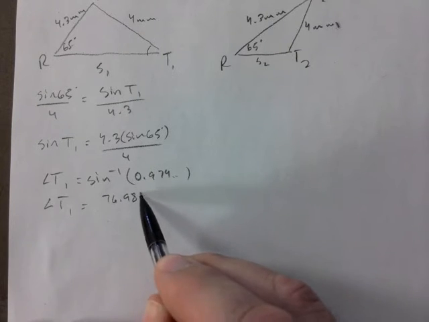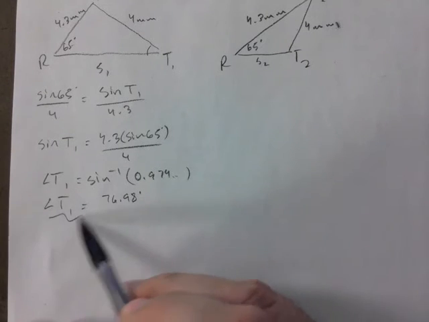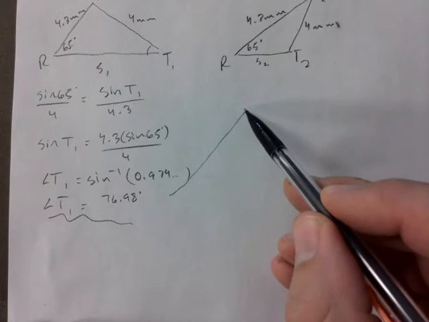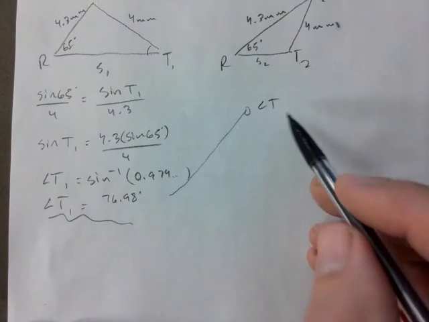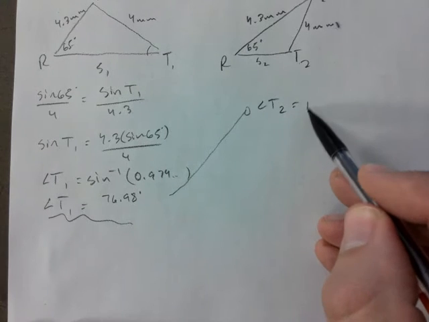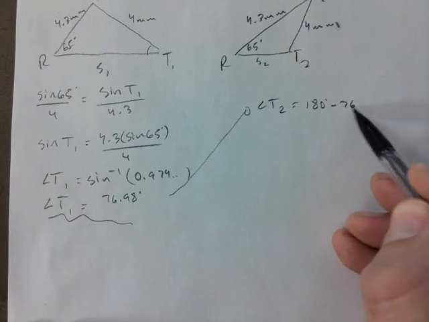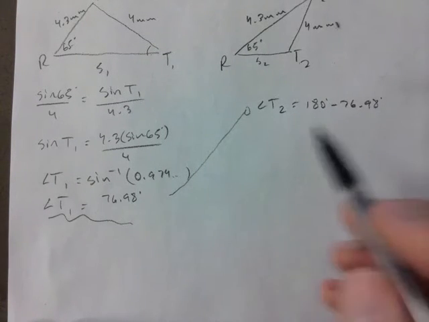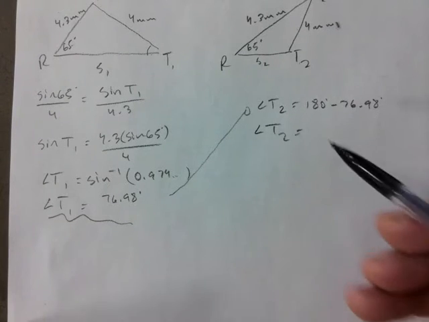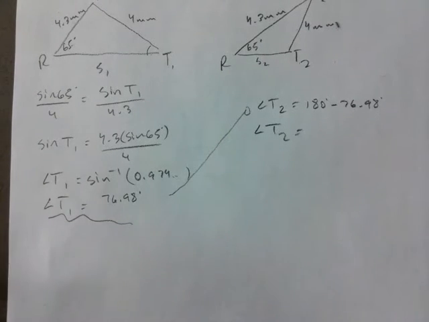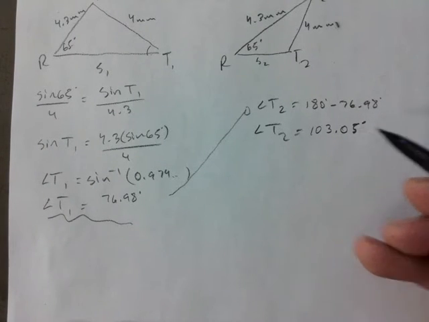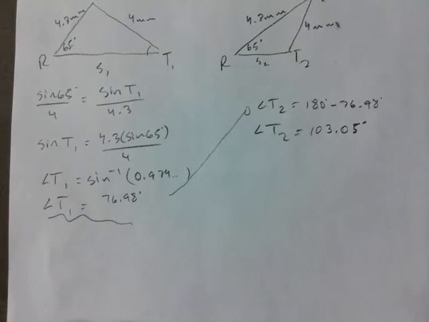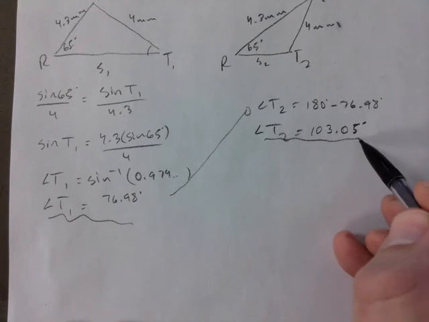So T1 is 76.98. Okay. Important. And then I go straight across and I find this angle here because I know that these are supplementary. T2 is 180 minus 76.98. So everything kind of feeds if you make a mistake along the way. That's okay. I go in and try to fish out as many marks as I can, so long as you're consistent, right? You need to be consistent.